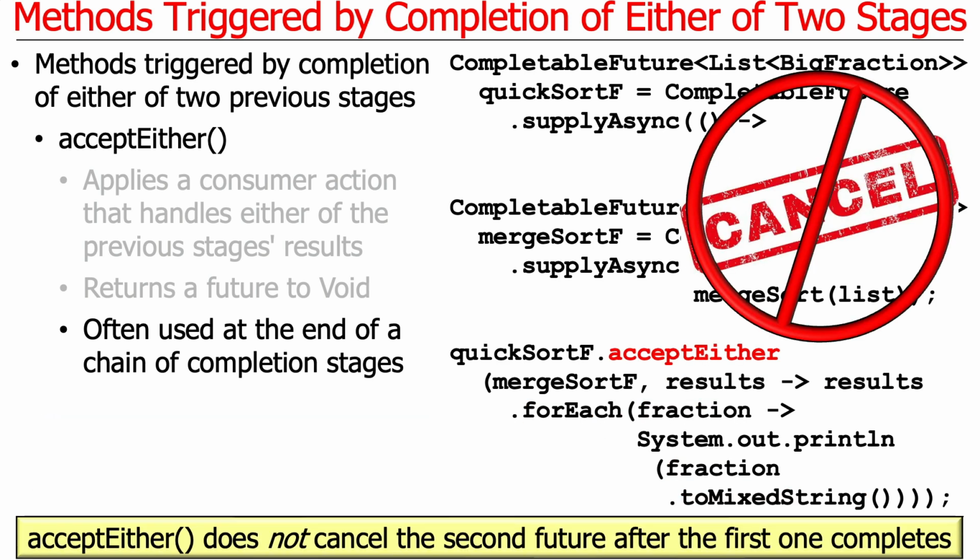Notice, and this is important, acceptEither does not cancel the second completable future after the first one completes. So if you really want to cancel it, you're going to have to kind of stand on your head because it's hard to cancel completable futures in general. But acceptEither does not try to cancel it. So the other one will just run, but its result will be ignored. Remember that because when we talk about reactive frameworks later, you'll see that some of their methods for doing this will, in fact, automatically cancel the other computation or computations.